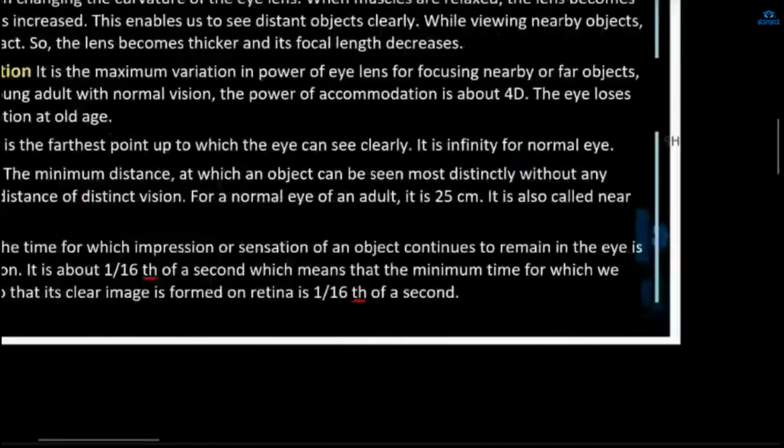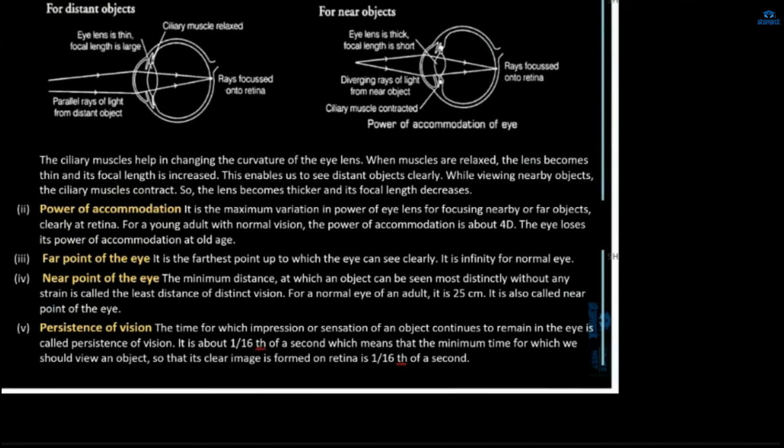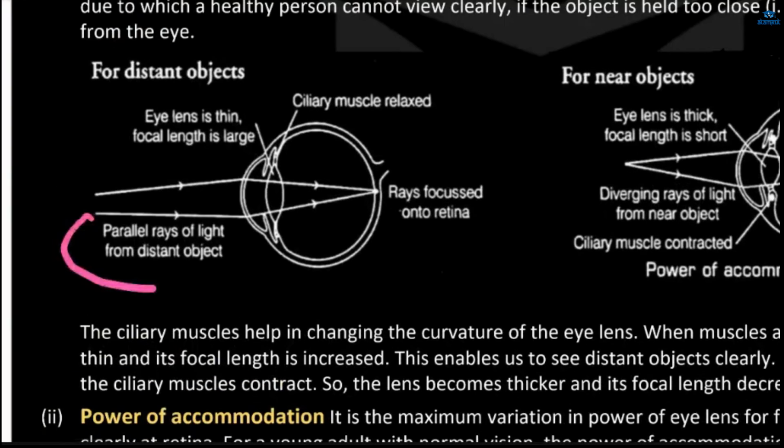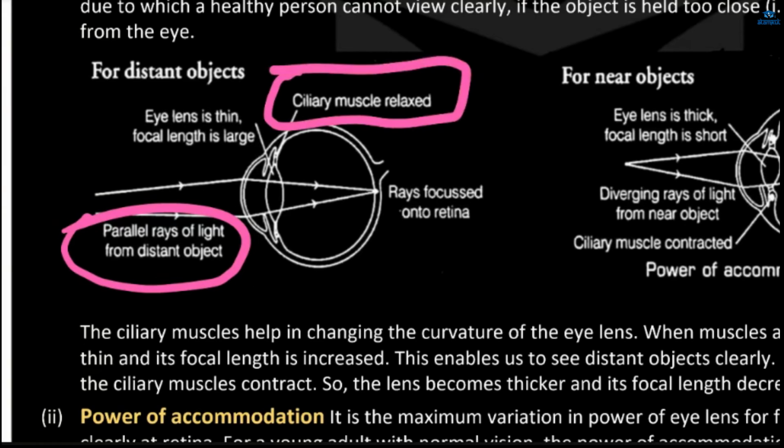Understood or not? Rudra, understood or not? Power of accommodation. Yes. See, when the object is near, ciliary muscle will be relaxed. Then f will be what? Small. Power will be what? High. Why? Because P is equal to 1 by f. Less will be the focal length, more will be the power.